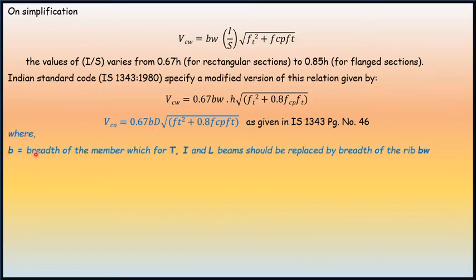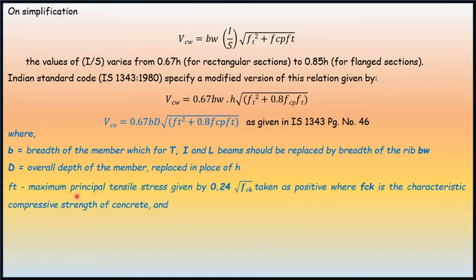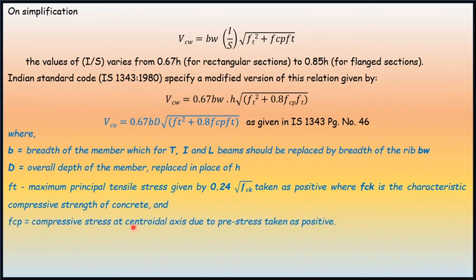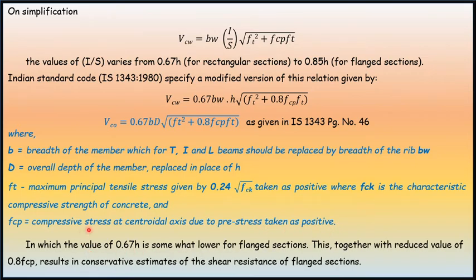Here B is the breadth of the member, which for T, I and L beams should be replaced by the breadth of the rib, that is BW. D, overall depth of the member, is used in place of H. FT, maximum principal stress, is given by 0.24 square root of FCK taken as positive, where FCK is the characteristic compressive strength of the concrete, and FCP is the compressive stress at the centroidal axis due to prestress, taken as positive, in which the value of 0.67H is somewhat lower for flanged sections. This together with the reduced value 0.8 FCP results in conservative estimates of the shear resistance of flanged sections.